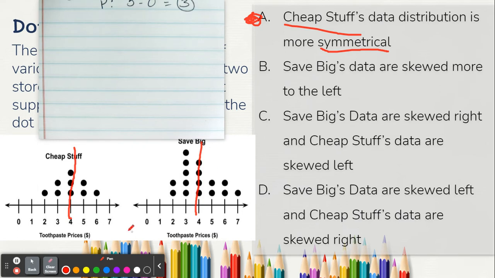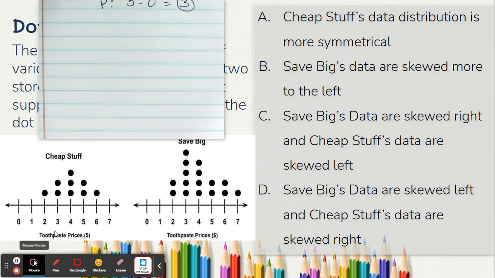Save Big's data. Let me erase this. Oops. Put that line back there. Save Big's data are skewed more to the left. Skewed means that it has more information on that side than the other. So to the left. So this is my left side, right? There's not that much data. This one is actually skewed more to the right than to the left because most of the data is on the right side of the graph. So it's not that one. Save Big's data are skewed right and Cheap Stuff data are skewed left.